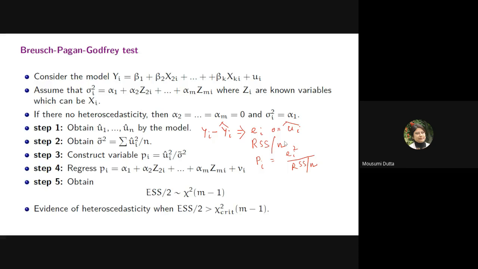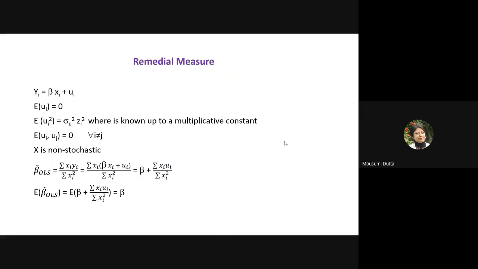Okay, so this is all about the detection method. In the next step, we need to learn about the remedial technique. If there is heteroscedasticity, suppose you are detecting there is heteroscedasticity, the next question is how we will proceed. So from the next slide, we are moving to the remedial measure.